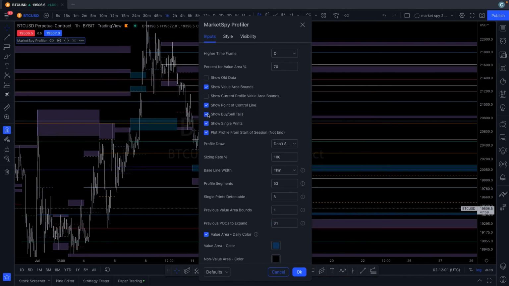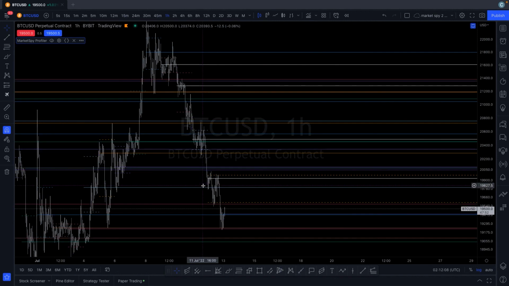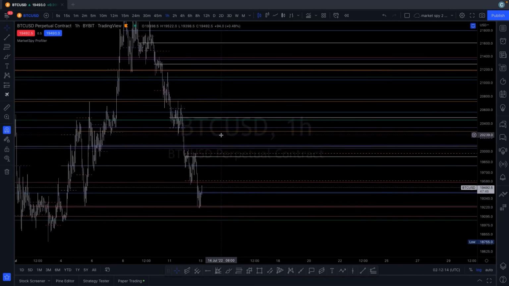And then to help clean your chart up a bit, turn off your buy tails, sell tails, and single prints. And then it'll give you a far more concrete, simple, visually easily understood areas of support and resistance.